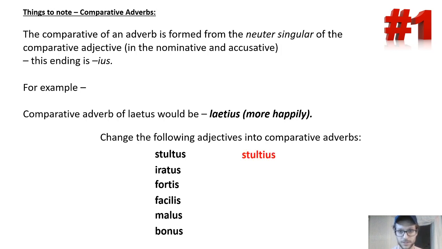Okay, so stultus obviously becomes stultius, erratus, erratius, fortis, fortius, facilis, facilius. Now these last two, they're irregular, so the word changes. Malus becomes peius, and bonus becomes melius. Make sure you've got those last two in particular, because they are a little bit more tricky. Okay, so that's comparative adverbs.